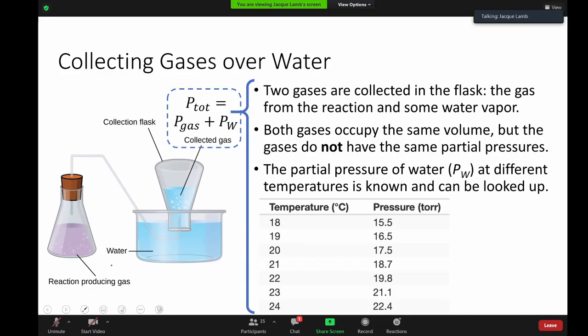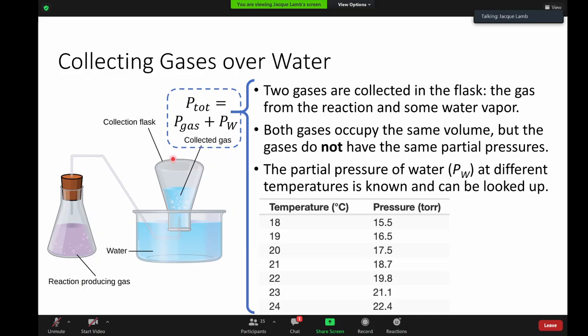One place that we use Dalton's law is when we collect gases over water. I'll walk you through this system here. We have a reaction in this flask that produces a gas. The gas can travel up through this glass tube, and it travels underneath it, because you can imagine if you did this in an open container, the gas would just dissipate. But we can collect it.